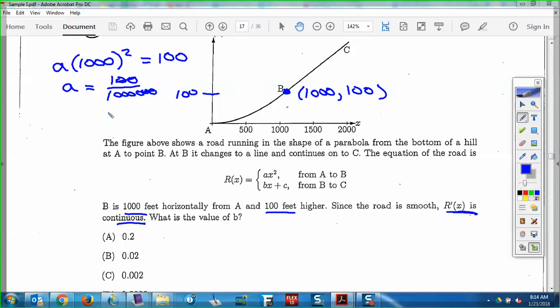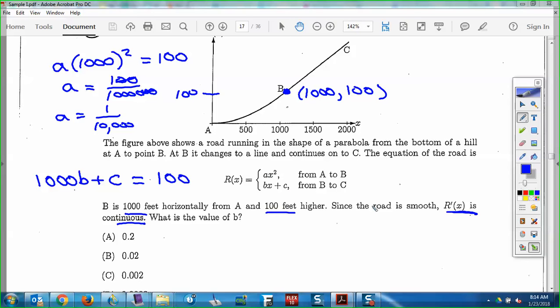Divide, so you have 2. So A is equal to 1/10,000th. So that allows us to get that. And then also we know the line contains that point. So if I put in a 1,000 here, 1,000B plus C is going to equal 100.